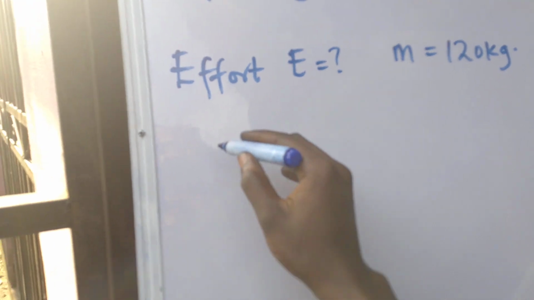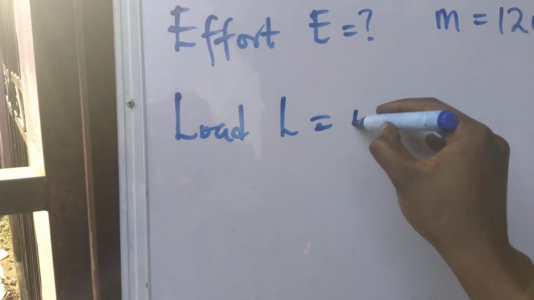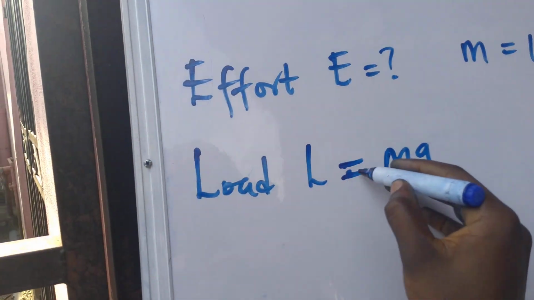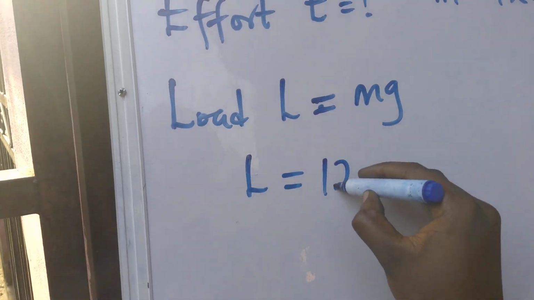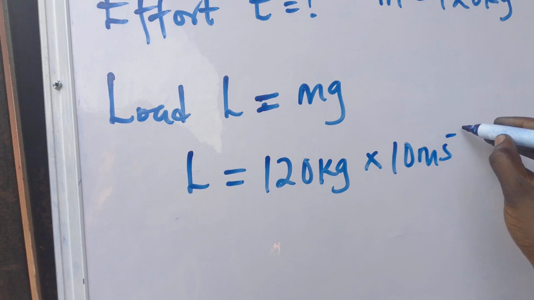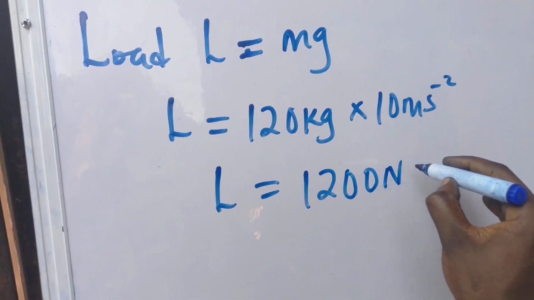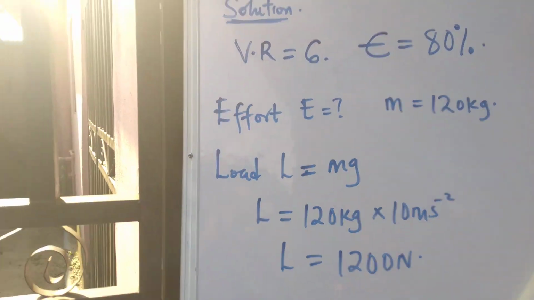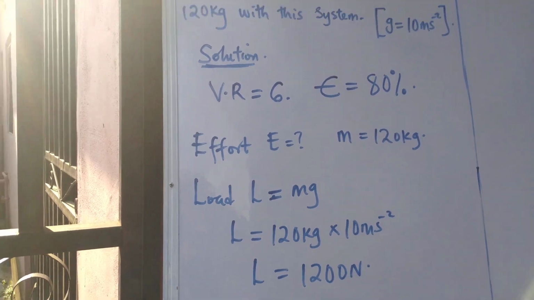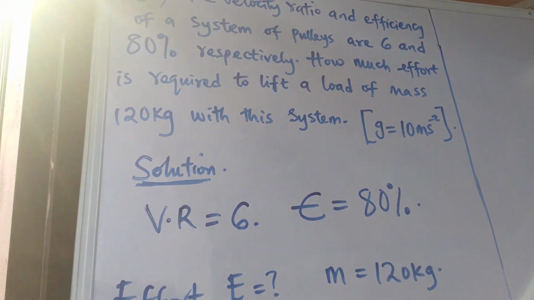We then look for the load. The load L will be equivalent to mass times acceleration due to gravity. It's just similar to the weight of an object. So the load now will be 120 kg multiplied by 10 meters per second square. So we have the load as 1200 Newton. Alright, so the load of that object is 1200 Newton. Now we are asked to find the effort applied.